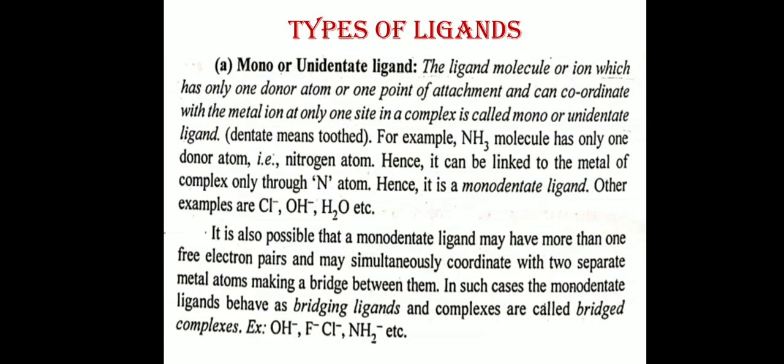In H2O, in water, there is also one atom which donates electrons, that is oxygen, because oxygen has a lone pair of electrons on it. So it is also possible that a monodentate ligand may have more than one free electron pair. So they may simultaneously coordinate with two separate metal atoms, making a bridge between them. Okay, so when they make a bridge, then they are known as bridging ligands, or you can say bridging complexes.